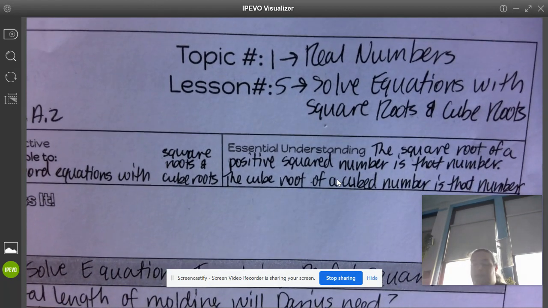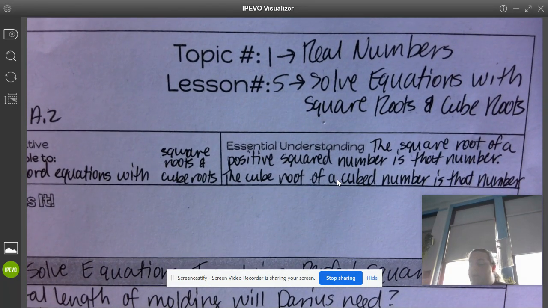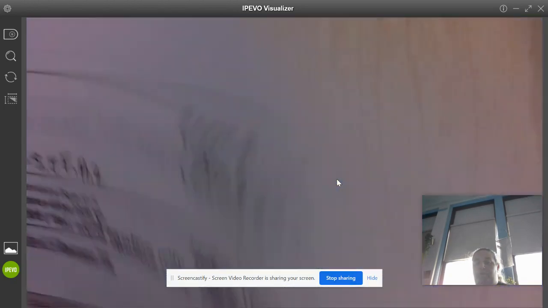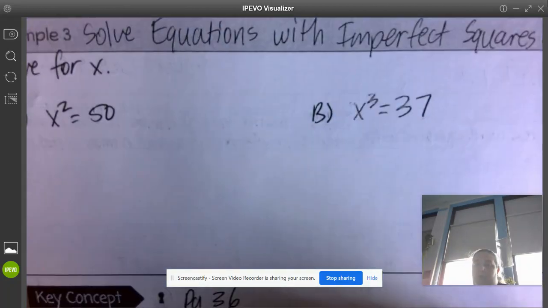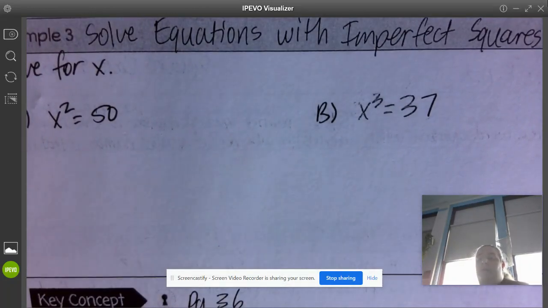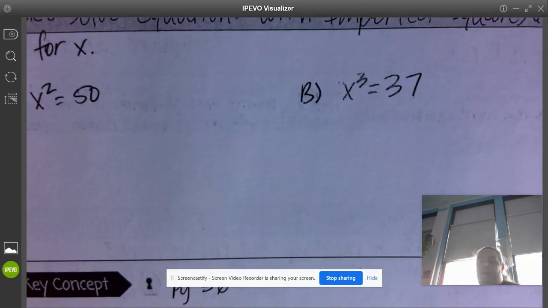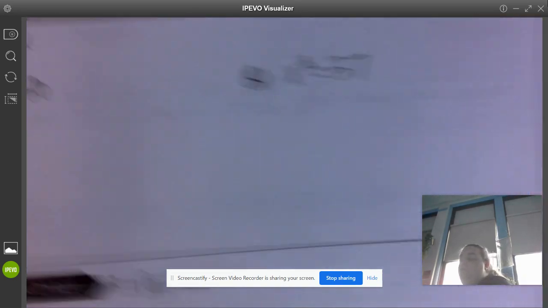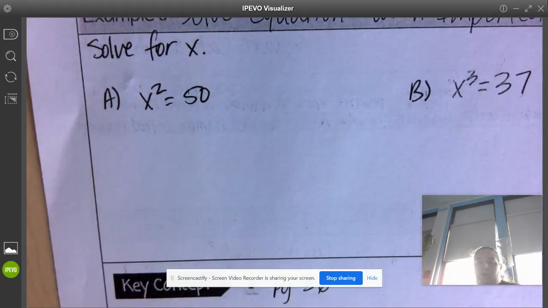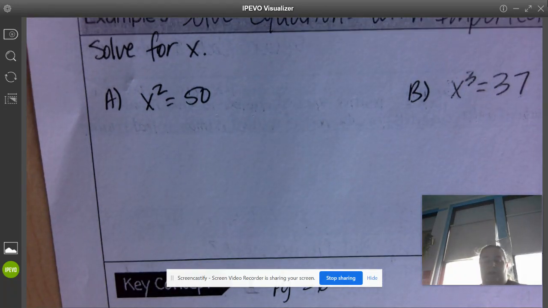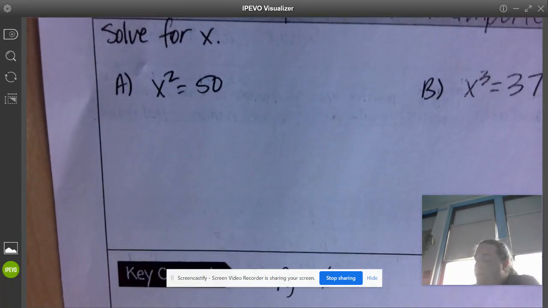Okay. So, we did examples 1 and 2 yesterday, working with, once again, perfect squares and perfect cubes. We're going to flip to the back and we're going to finish with example 3. Okay. So example 3 is working with imperfect squares and cubes. So how do we do that? Okay. So we're going to solve for x in each of these examples, starting with example A.